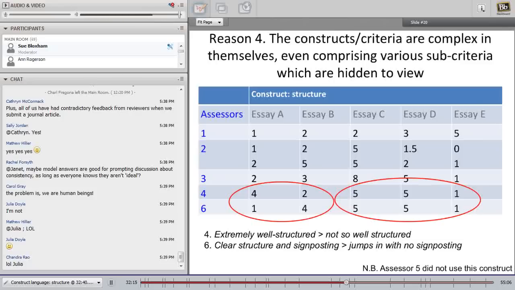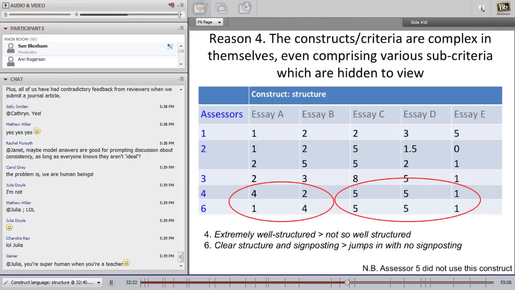So, for example, the construct by Assessor 4 was extremely well structured to not so well structured, whereas the construct for Assessor 6 was clear structure and signposting to jumps in with no signposting. So maybe that issue of signposting is an extra element to structure that isn't always used by others.